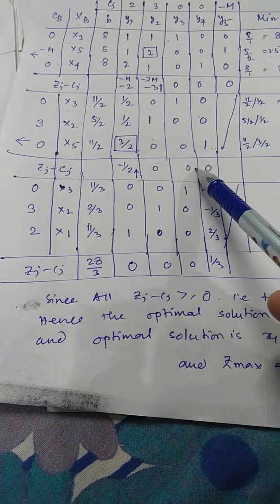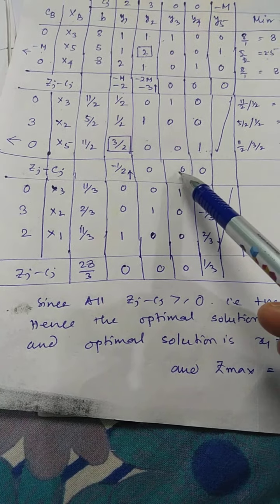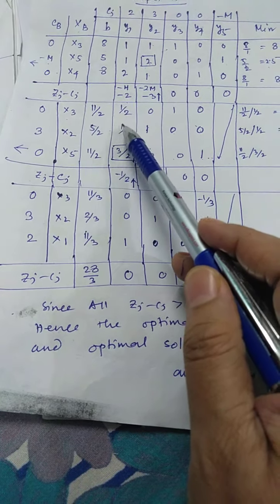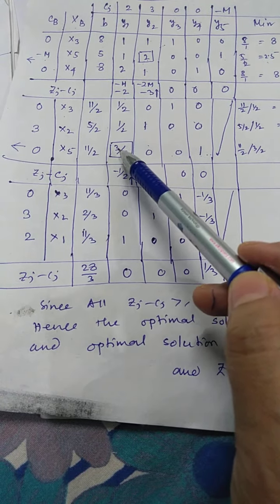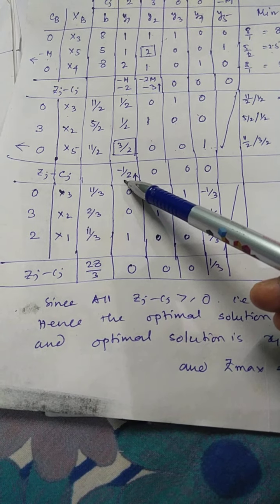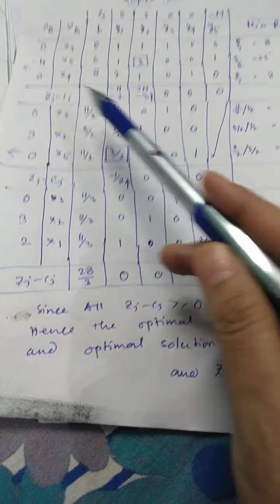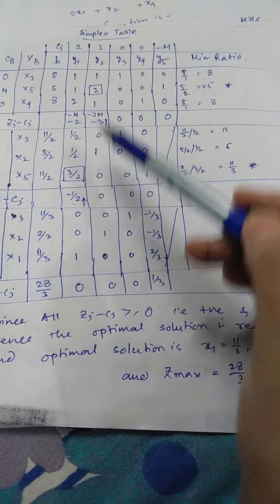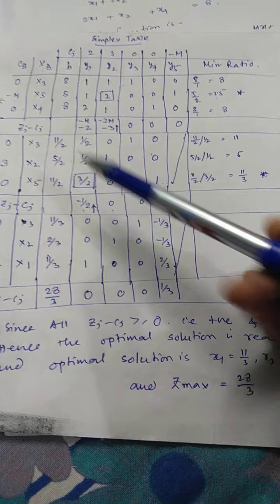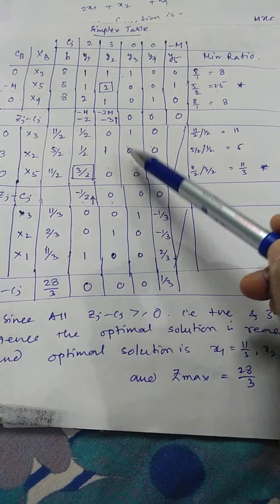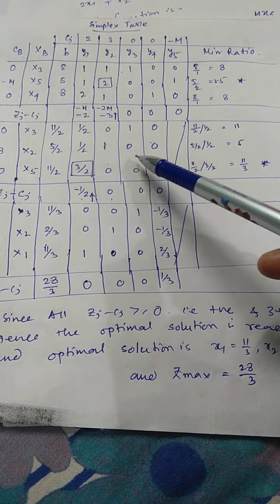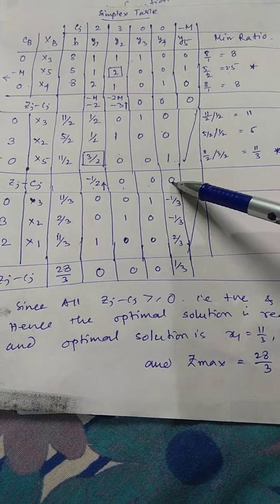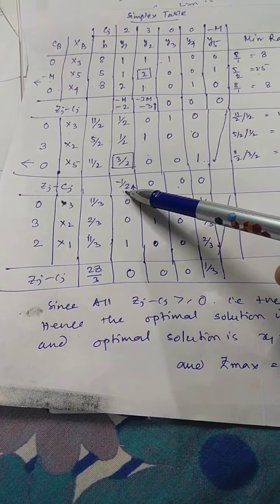Again calculate Zj minus Cj. How to calculate Zj minus Cj? All of you know that 0 into half 0 plus 3 by 2 plus 0, so 3 by 2 minus 2 equals minus half. Next, 0 into 0 plus 3 into 1, 3, plus 0, total value 3 minus 3, 0. Next is 0 into 1, 0, 3 into 0, 0, plus 0 into 0, so total value 0 minus 0 equals 0. Similarly this value is also 0. The most negative is only one value, that is minus half.